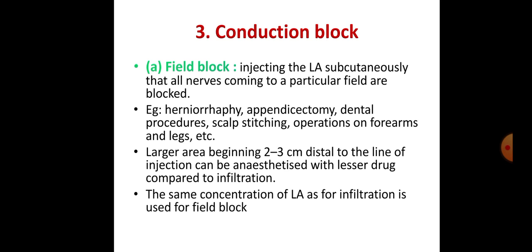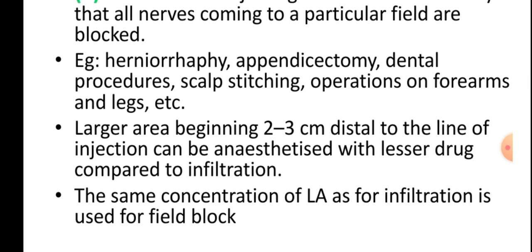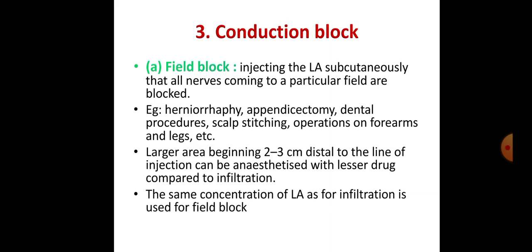Next, conduction block. Conduction block is divided into field block and nerve block. In the field block, as I said, local anesthetic will be given subcutaneously, but at the particular field. So whatever nerves are supplying that field will be blocked, and sensation will be blocked. What are the uses of the field block? Herniography, appendicectomy, dental procedures, scalp stitching, and operations on the forearm and the legs. We will do these with the conduction block.